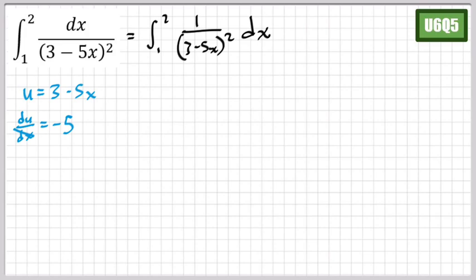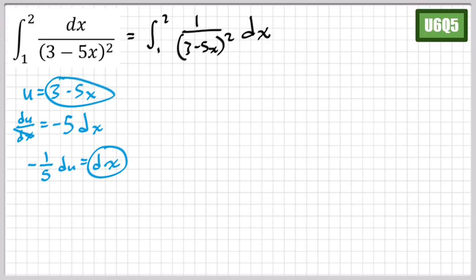Okay, so now I'm moving the dx to the other side. I don't have a negative 5 anywhere over here, so I'm going to take the negative 5 and move it to the other side. It becomes negative 1/5 du equals dx. And now I have the dx and the 3 minus 5x that I'm going to sub out over here. So if I sub out the 3 minus 5x here, I put a u. I sub out this dx, and I put a negative 1/5 du.